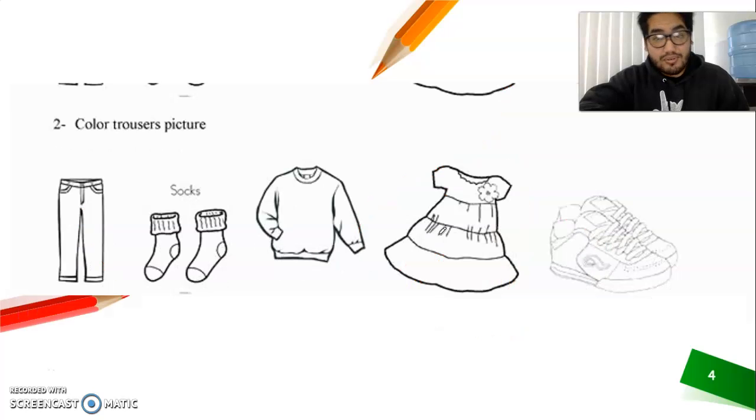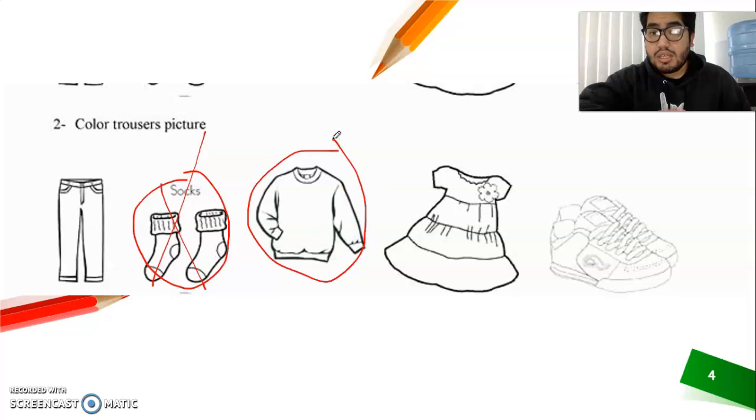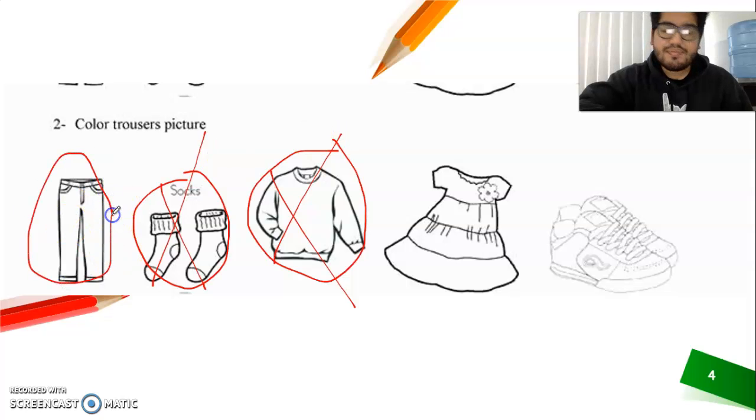And let's see the other one. Color trousers pictures. What is the trouser? Is the trouser this one? No. Is trouser this one? No. Is trouser this one? Yes, this is the trouser. Remember, trouser or pants.